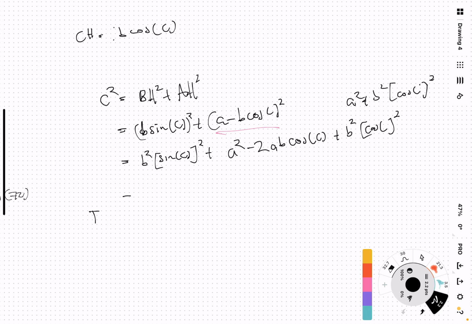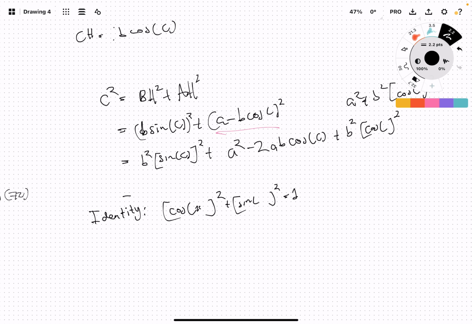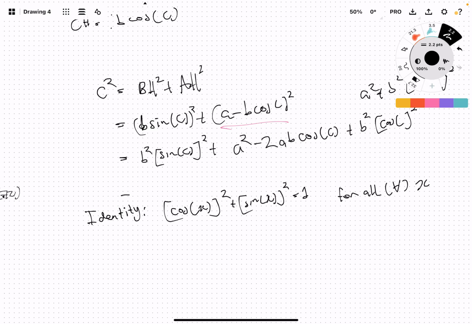And here's the trick. There's a special identity that we'll learn now. This special identity says that cos C squared plus sine C squared equals 1 for every single angle. Actually, let me not use C, since C is a known angle. So any angle, call it x. Cos x squared plus sine x squared equals 1 for all x. Sorry, this symbol means for all. It's a little upside down A. For all x.